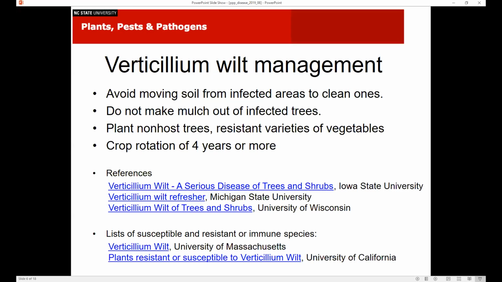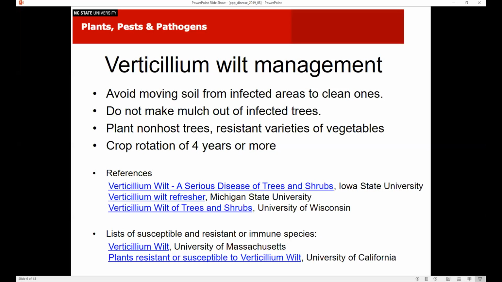Use non-host trees such as, for example, oaks and dogwoods, and I mentioned those specifically because they were other trees that were mentioned by the person who submitted the maple recently, but those would not be hosts. And within the vegetables, the use of resistant varieties is still a good strategy, and a crop rotation, according to what I read, of 4 years or more.